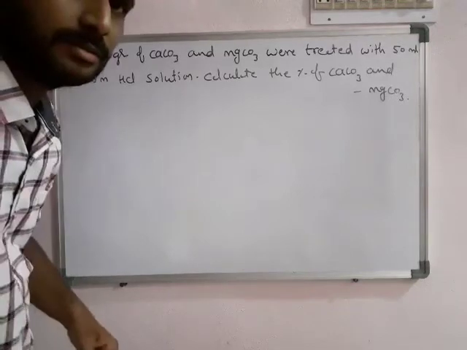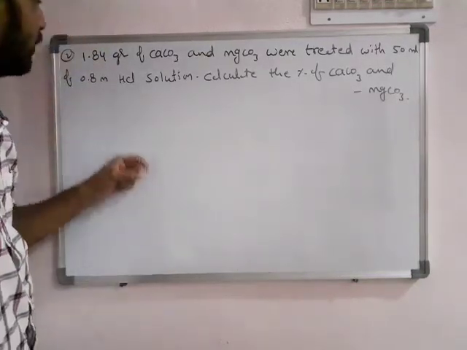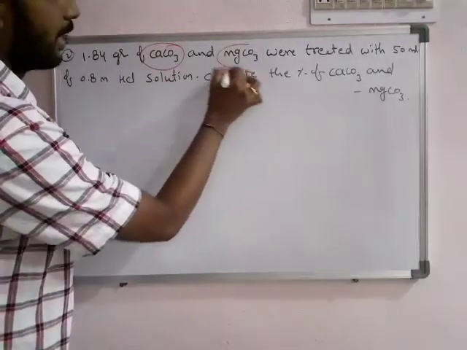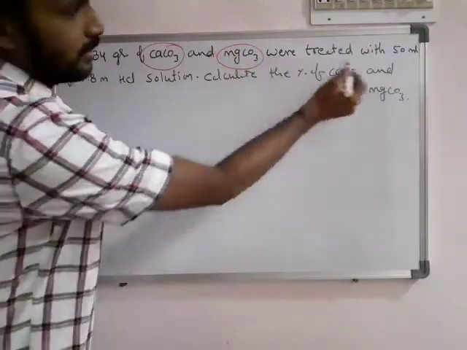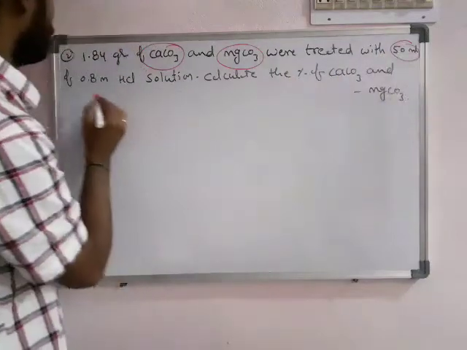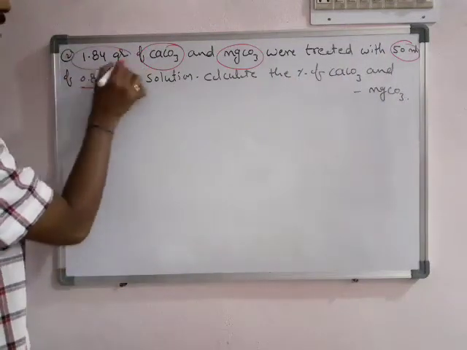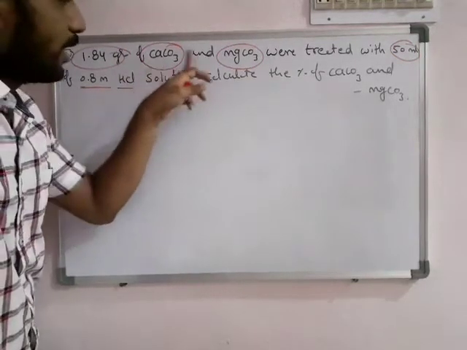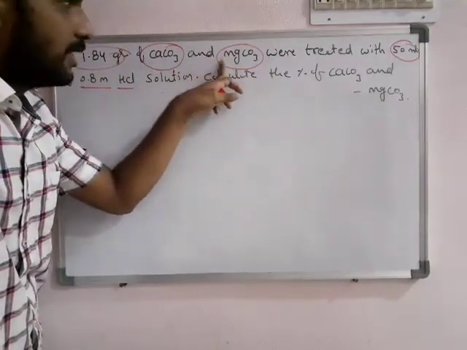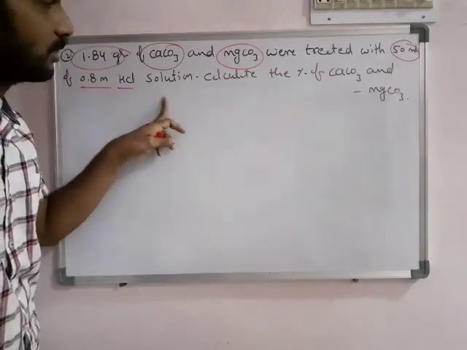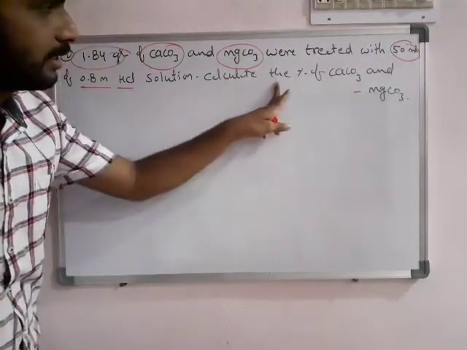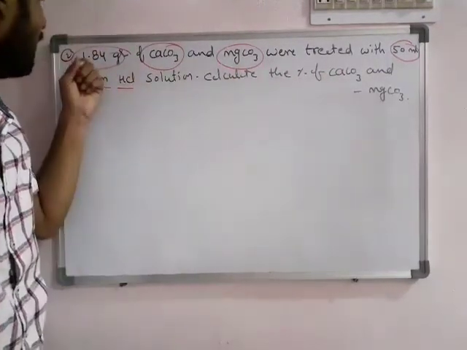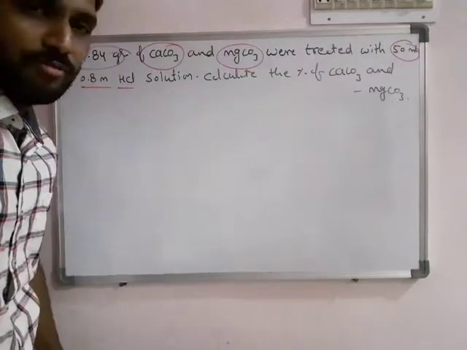Okay, see the second one. Here 1.84 grams of calcium carbonate and magnesium carbonate mixture were treated with 50 milliliters of 0.8 M HCl solution. Here we need to calculate the percentage of both CaCO3 and MgCO3 in this 1.84 grams of mixture.